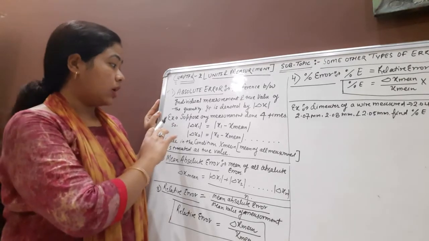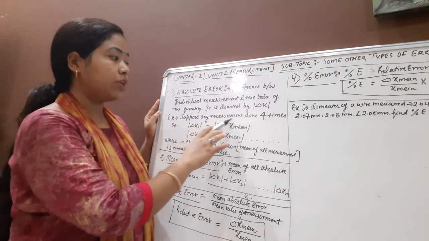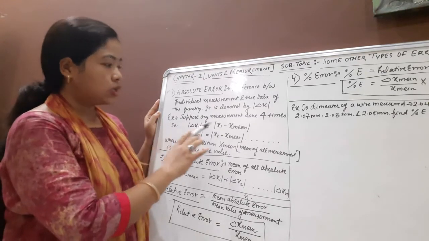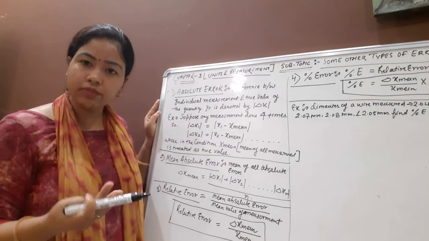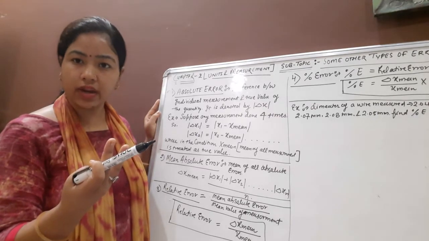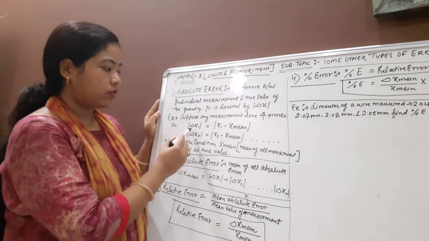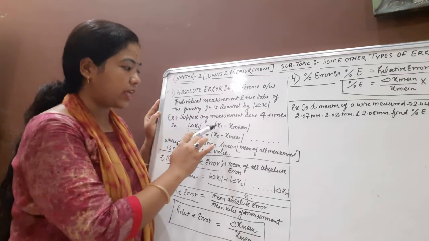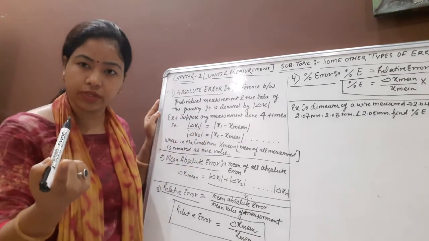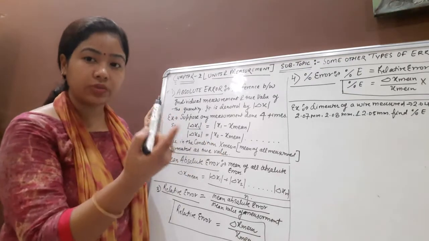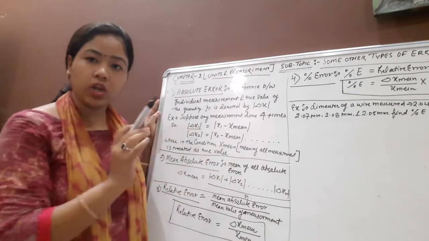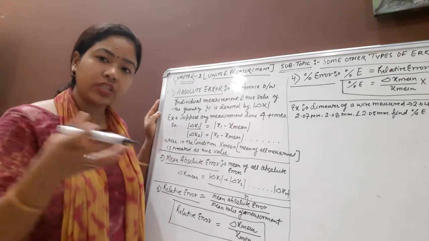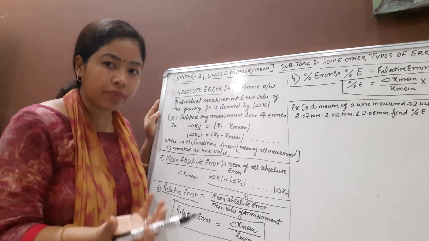Now suppose, for example, any measurement is done 4 times. If we do the measurement 4 times, then we will get 4 absolute values of the error, right? So for the first measurement, mod of delta x1 will be equal to x1, representing the first measurement, minus x mean. Now we do not have the true value, so to get the true value we will just calculate the mean of all measured values.